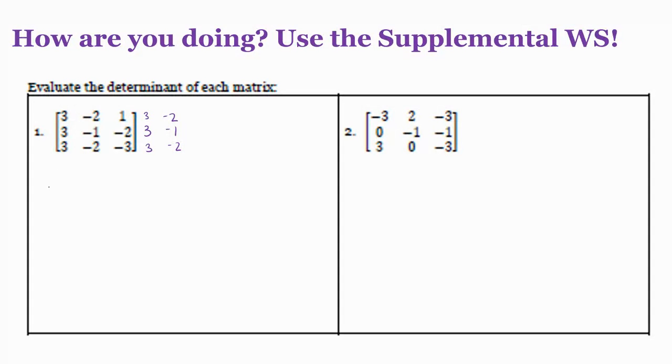And 3 times negative 9, so I get negative 9. Negative 2 and negative 2 is 4. 12. And then 3 and negative 2 is minus 6.